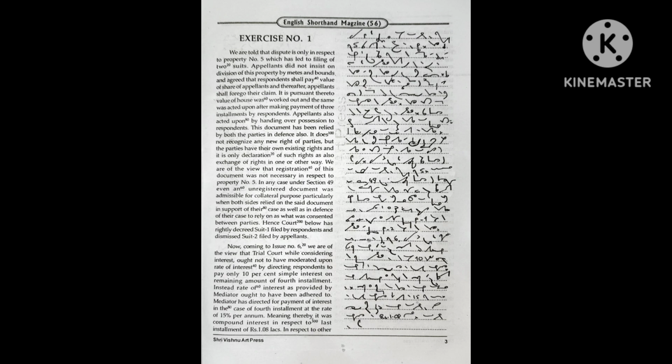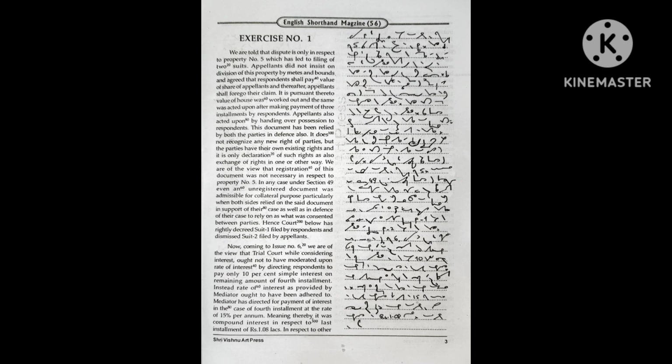Now, coming to issue number 6, we are of the view that the trial court, while considering interest, ought not to have moderated the rate of interest by directing respondents to pay only 10% simple interest on the remaining amount of the fourth installment. Instead, the rate of interest as provided by the mediator ought to have been adhered to.